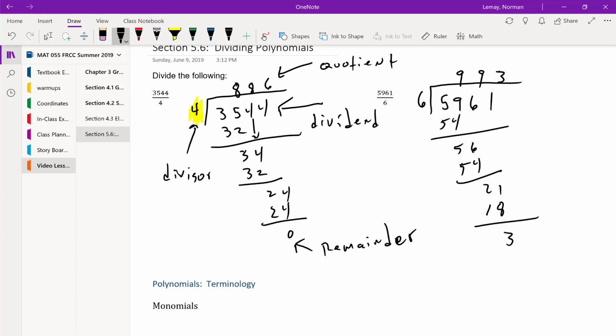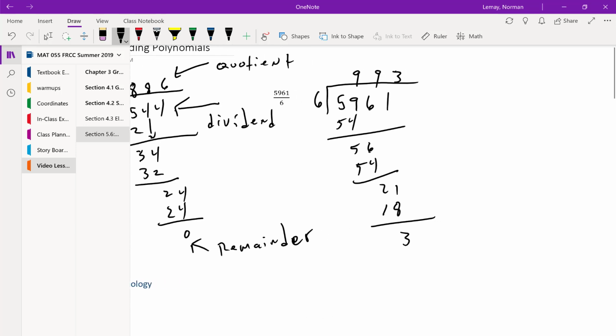So one of the things that we can observe is that when we divide 3,544 by 4, we get an exact answer of 886. So at the end of the day, if I go 886 times 4, this is going to give us 3544. So 4 divides evenly into 3544.